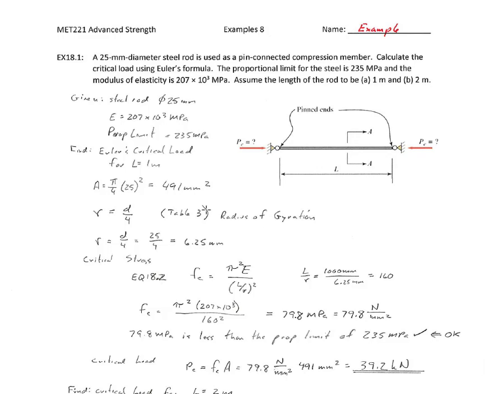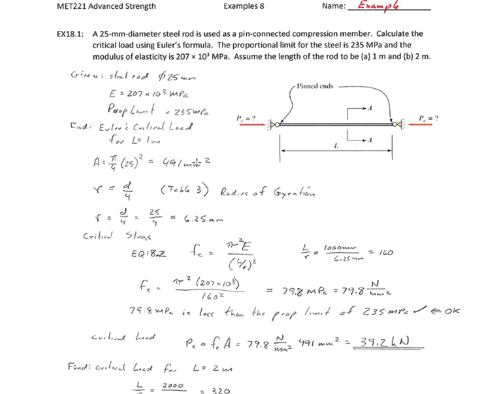Okay, so we're given a steel rod, 25 millimeters in diameter. We're given what our modulus of elasticity is and what our proportional limit is. And what we are to find is Euler's critical load. First step, we're going to calculate the area, pi over 4 d squared. Next, we're going to calculate the radius of gyration to go into our slenderness ratio.